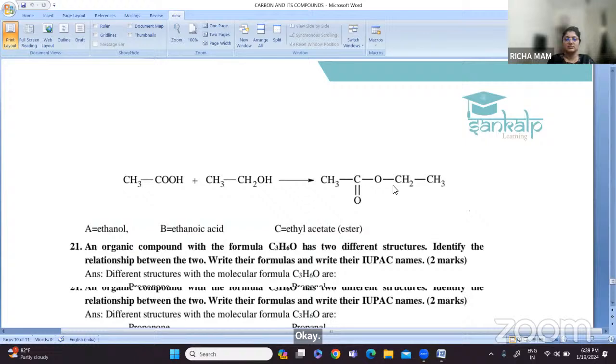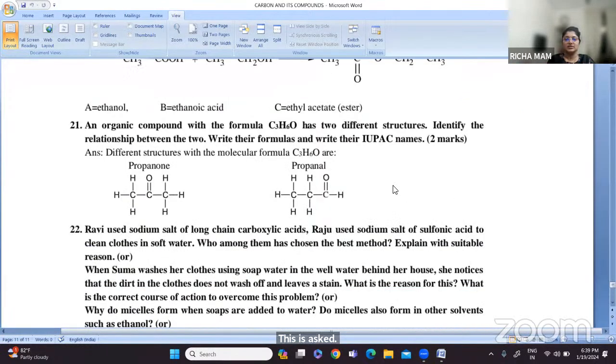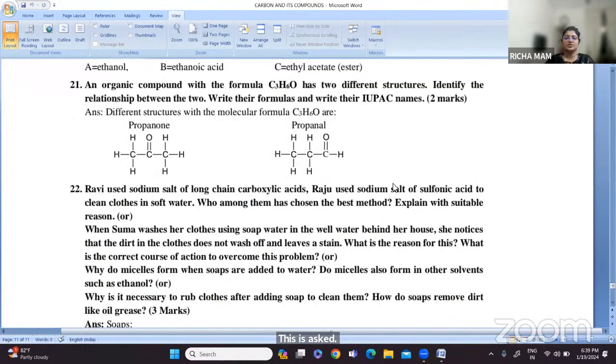This is asked. This we have seen. Go for the 21st question. An organic compound with the formula C3H6O has two different structures. What we have seen is structural isomers: they have the same molecular formula, but the structures are different. Identify the relation between the two and write their formula and their IUPAC name.